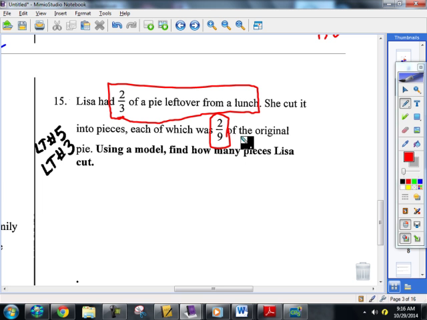So, guys, I had a lot of questions on this throughout the day, I thought. And my question to all of you would be, what's being divided? What's being cut up here? Is it the 2/9 pieces, or is it the 2/3 that was left over? Yep. The 2/3 that was left over is your dividend. That's what's actually being divided.